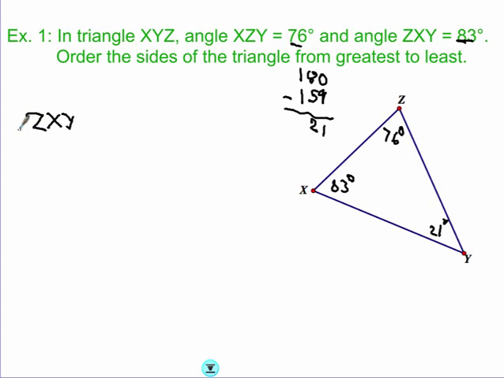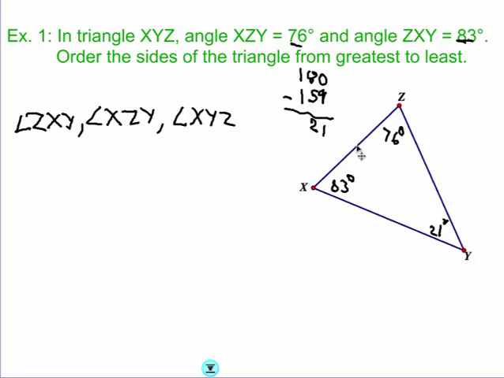Put that angle ZXY. Okay, our next angle is angle XZY. And our smallest angle is angle XYZ. Now, if I got rid of this picture, in fact, I'm going to get rid of this picture to prove my point here. Okay, let's get rid of that picture. I don't need the picture to do this.